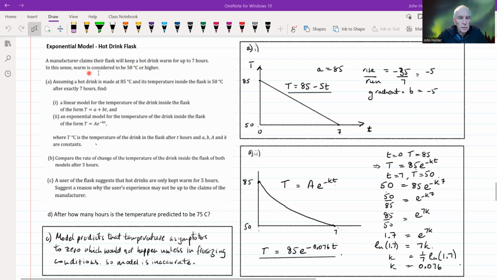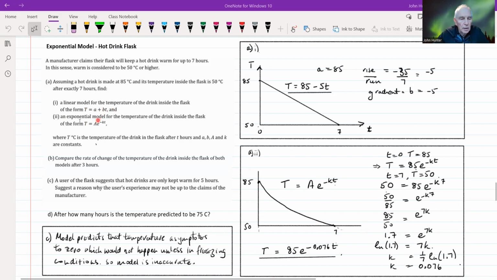In this sense, warm is considered to be 50 degrees Celsius or higher. Assuming a hot drink is made at 85 degrees, and its temperature inside the flask is 50 degrees after exactly 7 hours, so it's hot for 7 hours, find, first of all, a linear model for the temperature of the drink inside the flask of the form big T, which is the temperature, equals A plus B times little t, which is time. So that's the first bit.